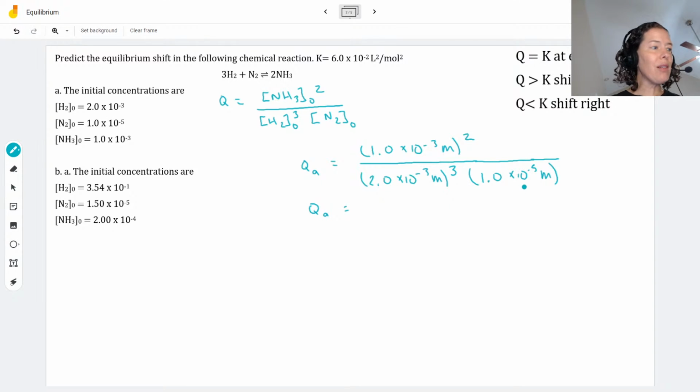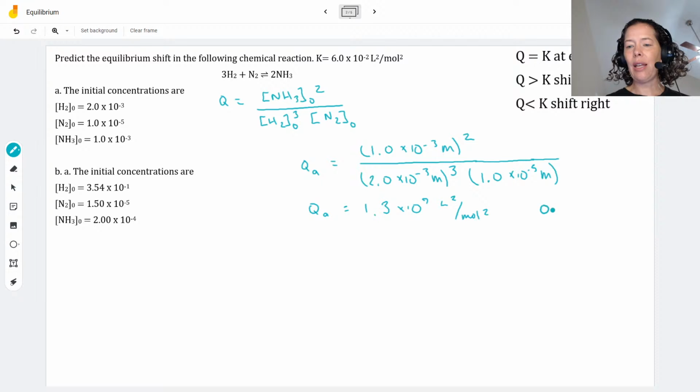So when you put this in your calculator, and I have done this calculation, you get 1.3 times 10 to the 7th liters squared over moles squared. Okay, so now we want to take this value of Q and compare it to K. Are they equal, greater than, or less than? Again, I'm using this table over here in the upper right. So definitely Q does not equal K. What we've got is Q, this is 10 to the 7th, this is actually much larger than K.